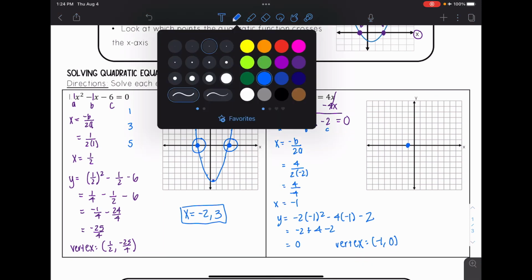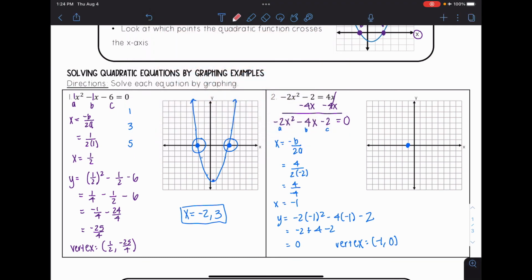And then following my 1, 3, 5 pattern, this time my a value is negative 2, so I'm going to multiply these 3 by negative 2, and so I get negative 2, negative 6, and negative 10. So I'm going to go here, and I'm going to go down 2 to the left and right one, and then I'm going to go down 6. And so this is what my graph looks like.